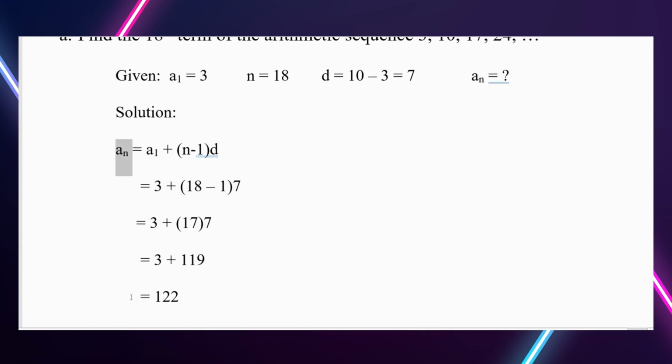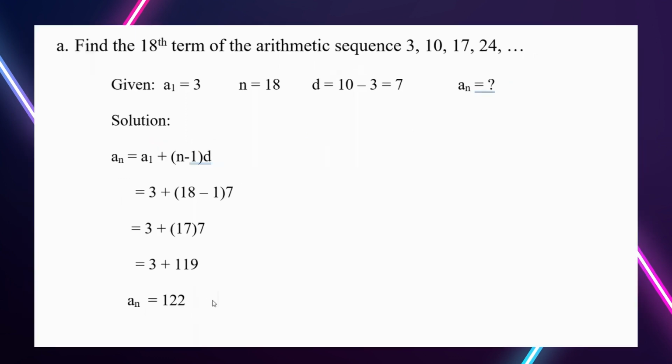Okay, so what is 122? 122, therefore, since the computed value of a sub n is equal to 122, what would be our conclusion? Our conclusion is, hence, the 18th term of the sequence is 122.